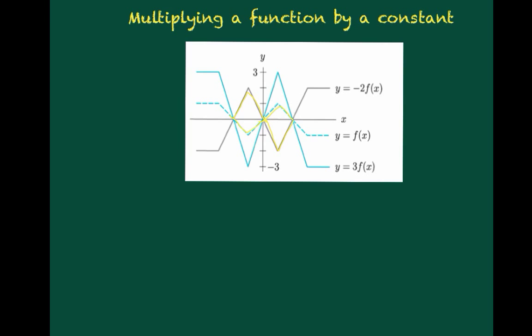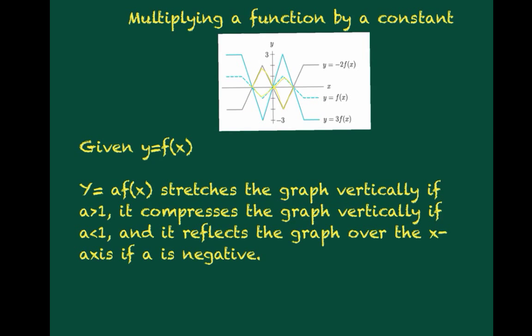So a couple things to remember. Given a function y equals f of x, if that number in front, the absolute value of a, is greater than 1, then the function is stretched. If that number in front is less than 1, then the function is compressed. And if that number in front is negative, then the graph will be flipped over the x-axis and stretched or compressed, depending on whether a was larger than 1 or less than 1. Okay, let's move on and look at some composite functions.